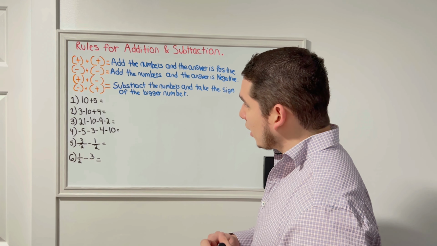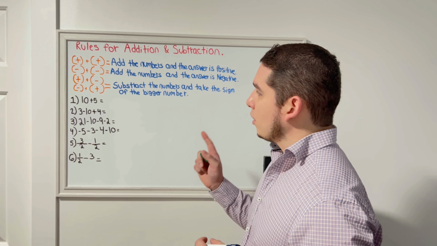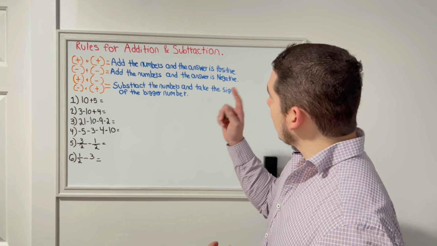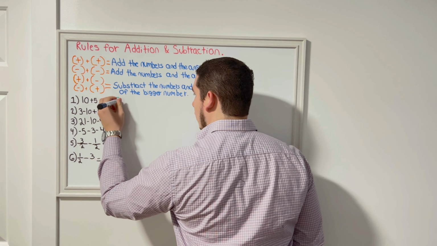Problem number 1. Both numbers are positive in 10 plus 5. So we will just add the numbers and keep the positive sign. So the answer is 15.